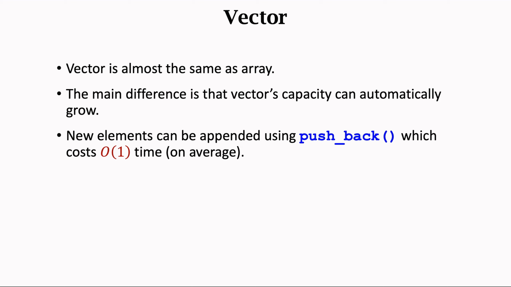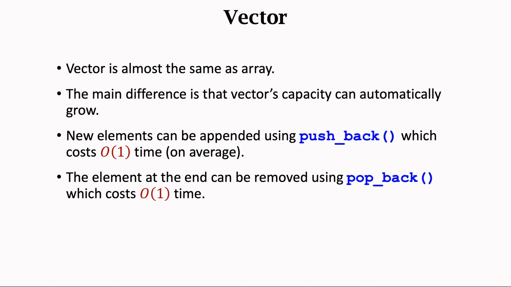New elements can be appended to the end using the pushback function. It takes only constant time. With the new elements appended, the size of the vector will grow. The last element can be removed using the popback function. It also takes constant time.